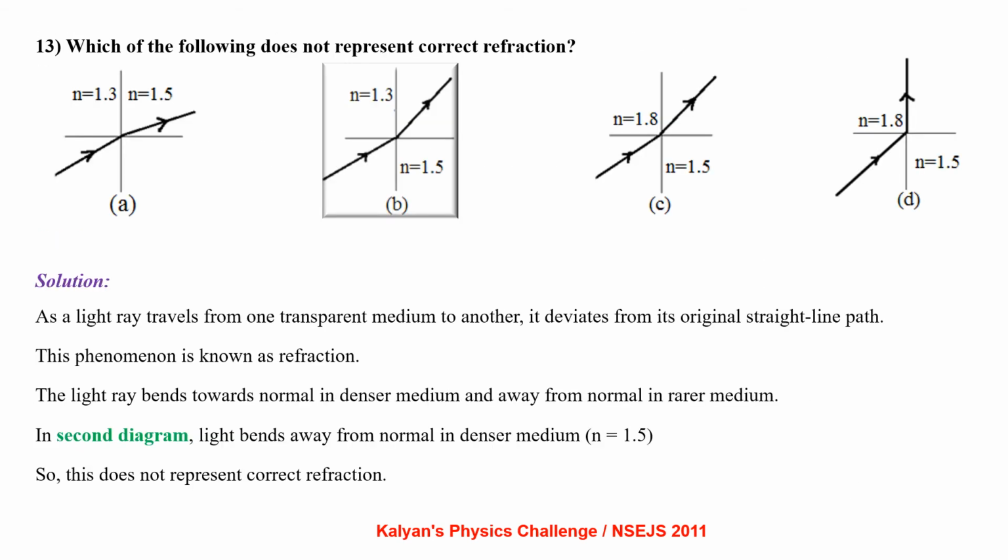Which of the following diagrams do not represent a correct refraction phenomenon? As a ray of light travels from one transparent medium to another transparent medium, it deviates from its original straight line path. This phenomenon is known as refraction. The light ray bends towards the normal in a denser medium and away from the normal in a rarer medium. In the second diagram, light is bending away from the normal in the denser medium, that is n = 1.5. So this does not represent the correct refraction process.